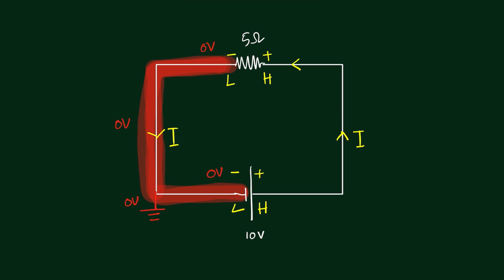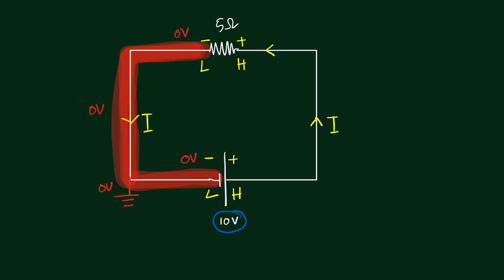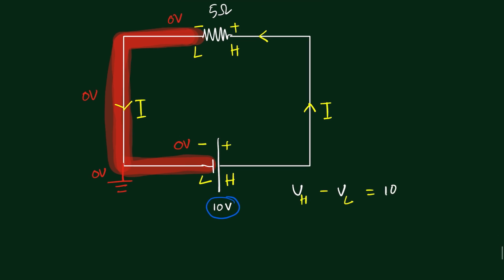So it says 10 volt. 10 volt high is okay, no? The voltage at the high side of the battery minus the voltage at the low side of the battery. Say it is 10 volt. The low side is already 0. So something minus 0 equals 10. What is that something? It's 10.